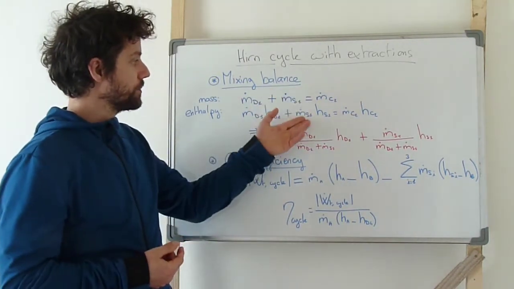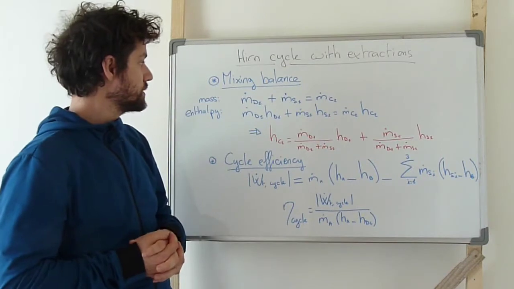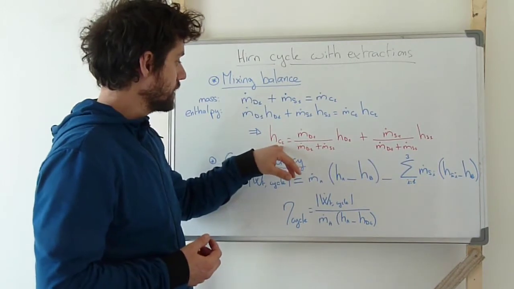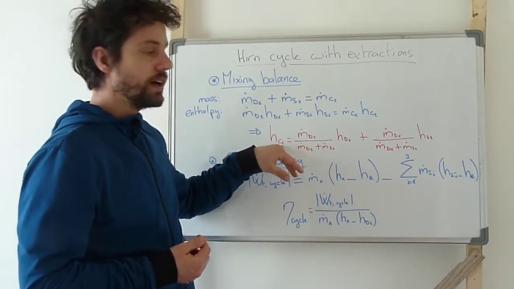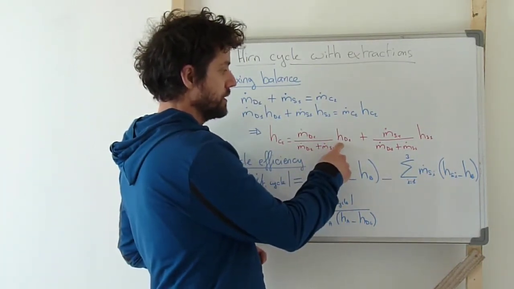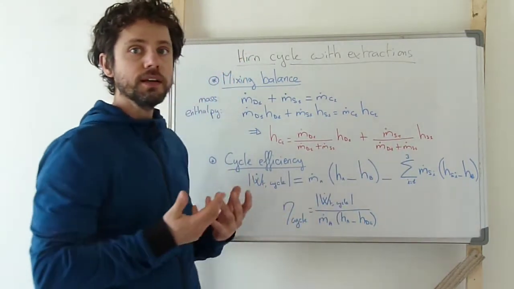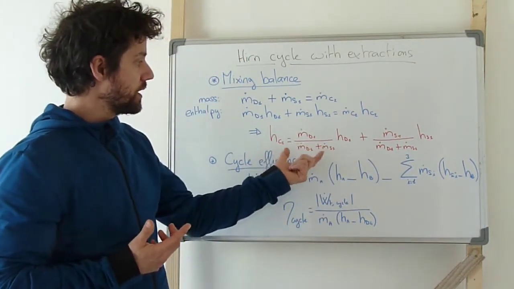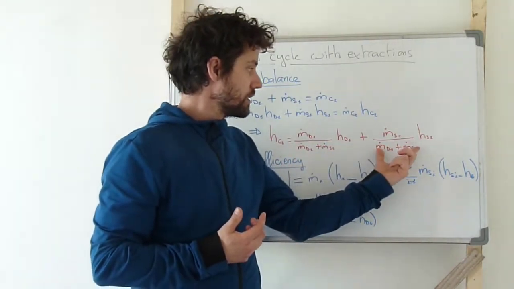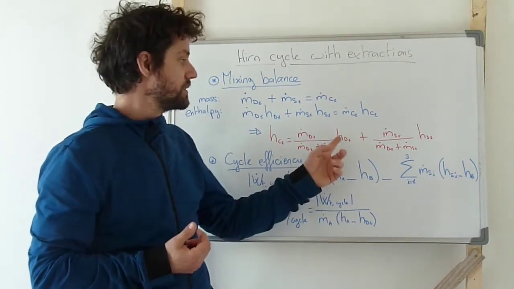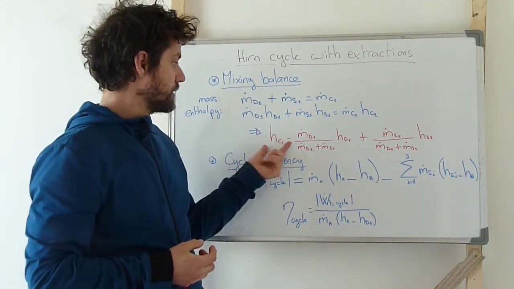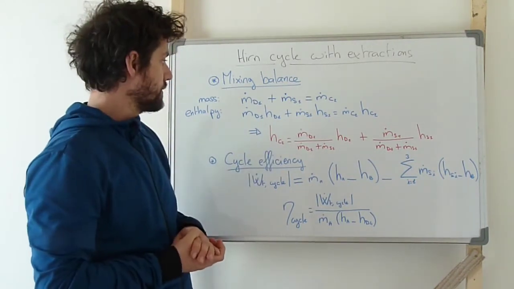And if we blend these two balances, we can express the specific enthalpy of the mixture C2 as being an average of the specific enthalpy of D1 and S1 weighted by the mass flow rate ratio that are respective to these 2 points. So that's how to calculate the specific enthalpy of the mixture.